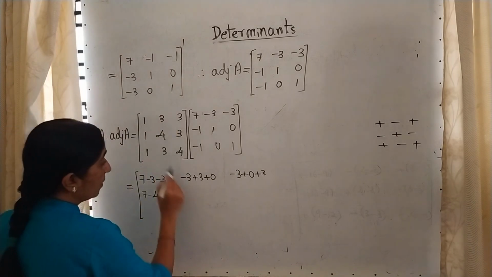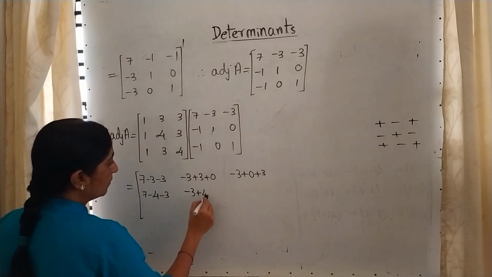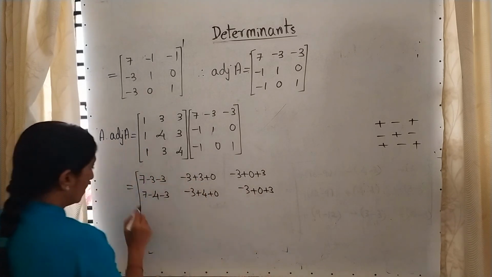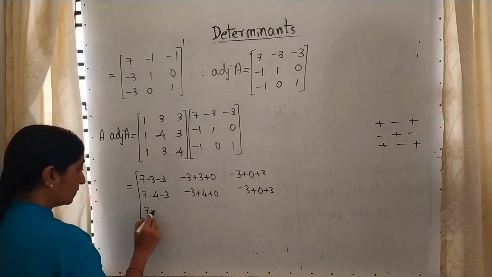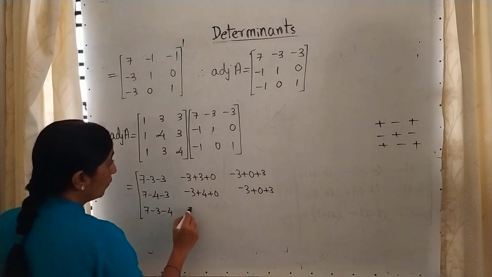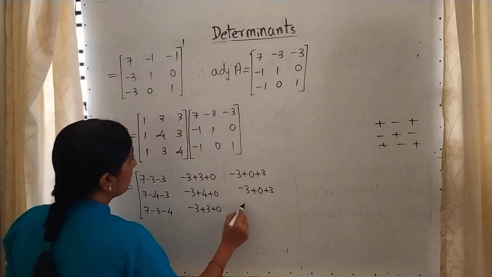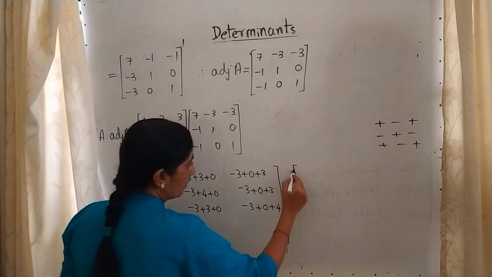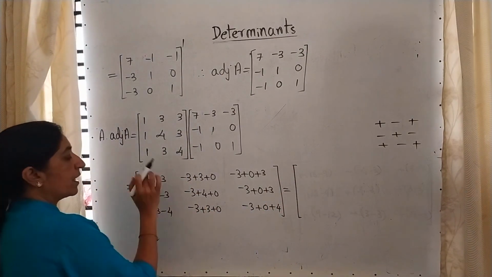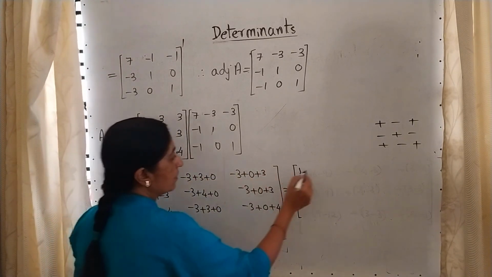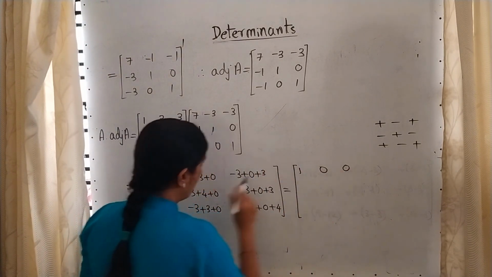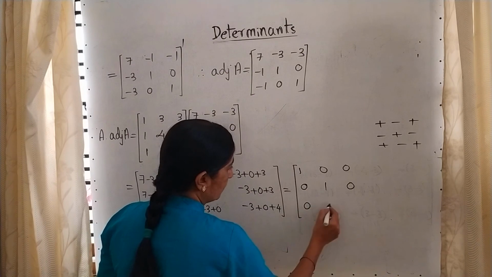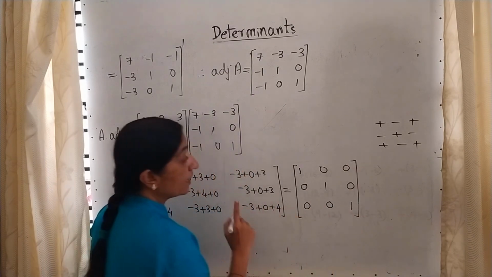Second row with first column. Second row with second column. Second row with third column. Then third row with first column. Third row with second column. Third row with third column. Simplify this. See here. 7 minus 3 minus 3 is 1. Minus 3 plus 3 is 0. Minus 3 plus 3 is 0. Like that, write down the remaining elements. So this is what? This is A into adjoint A.